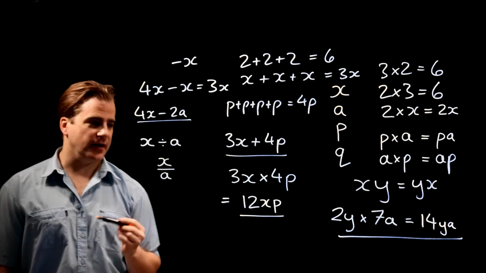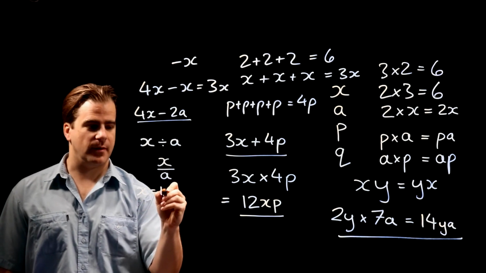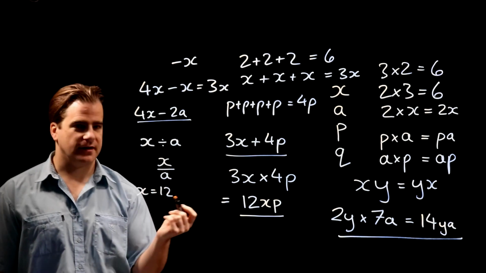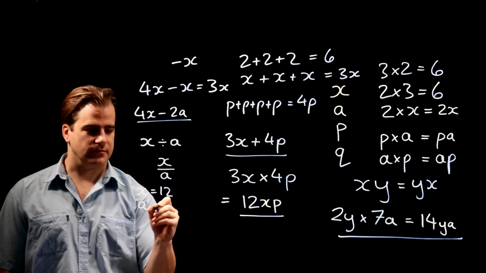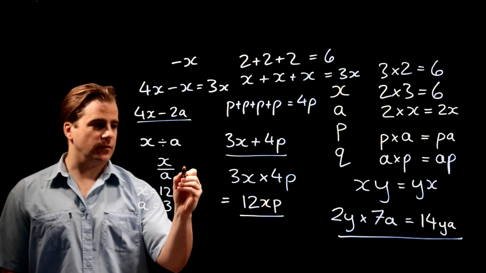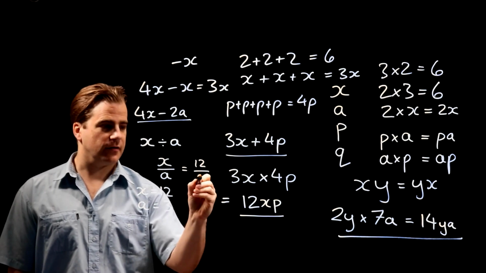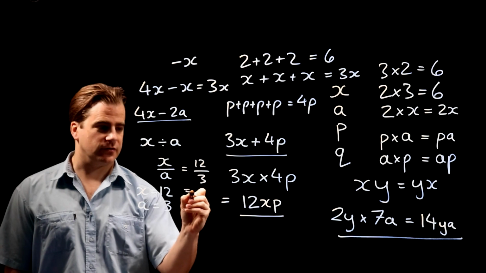And x could be, I don't know, let's say x is 12. Remember, it can be anything. Let's say a is 3. Then x divided by a would become 12 divided by 3, which is of course 4.